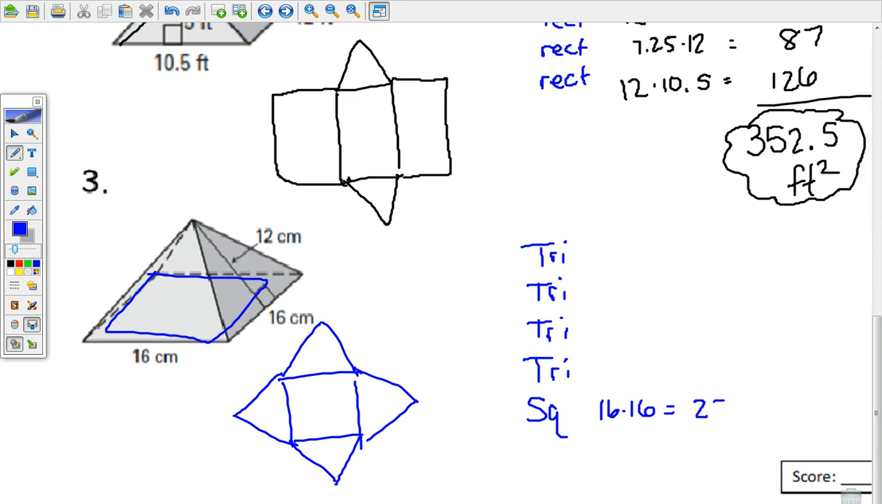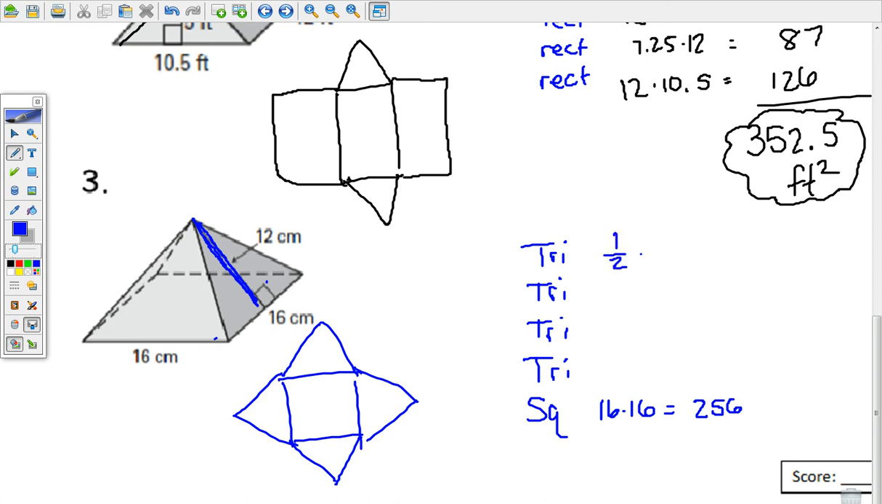256, sorry. And then the triangles are congruent triangles, which is nice for us. We only have to do the area of one of the triangles in this case. Now notice I'm giving you the slant height, which means not the height up and down, but the height across, right here, the height of that triangle. It's kind of slanted. That's why they call it the slant height. Go figure.